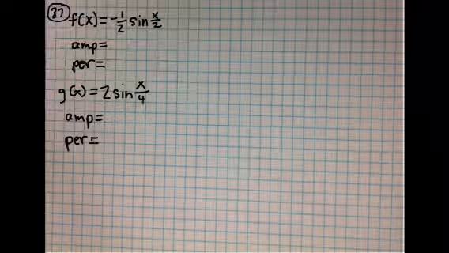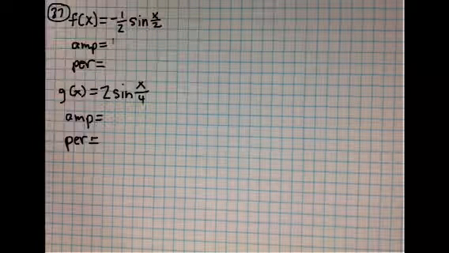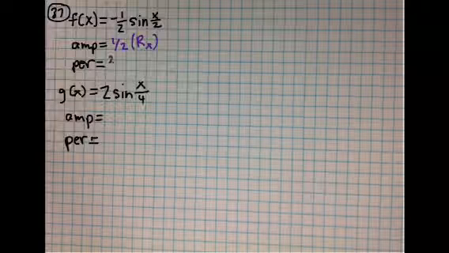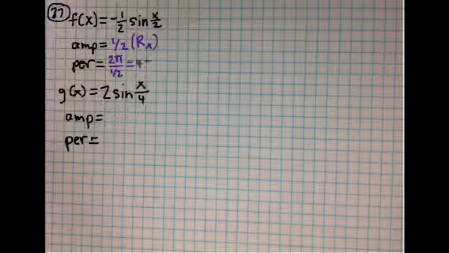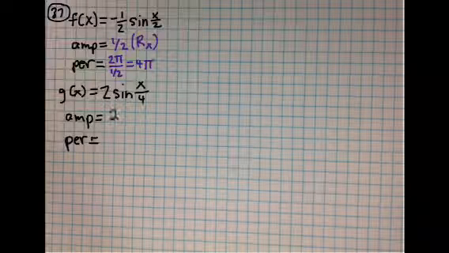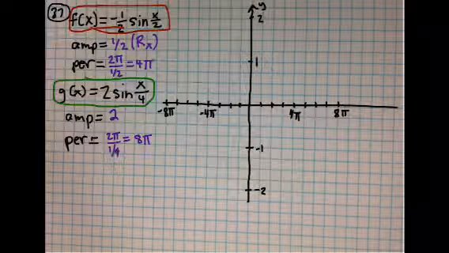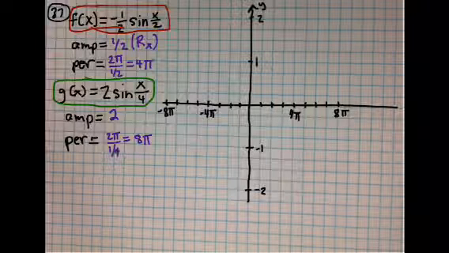Alright, so 37, we have amplitude of 1/2. And there's a reflection over the x-axis. Okay, the period is 2 pi over 1/2, so that becomes 4 pi. For g of x, the amplitude is 2, and the period is 2 pi over 1/4, which is 2 pi times 4, which is 8 pi. Okay, so 37 has an amplitude of 1/2 and a period of 4 pi.